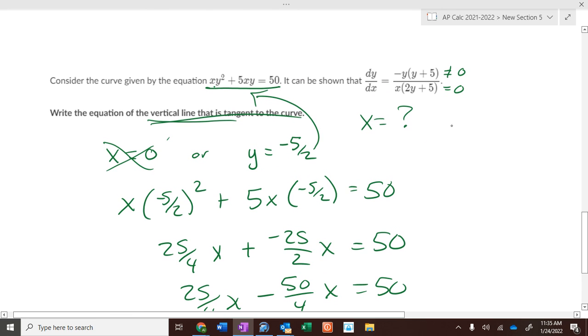If you stick negative 8 into this function, well, y, it doesn't matter. Y equals negative 5/2 will make this not equal 0. So it checks for this equation, checks for that equation if x is negative 8 and y is negative 5/2. So x equals negative 8 is the equation of the vertical line that's tangent to the curve.